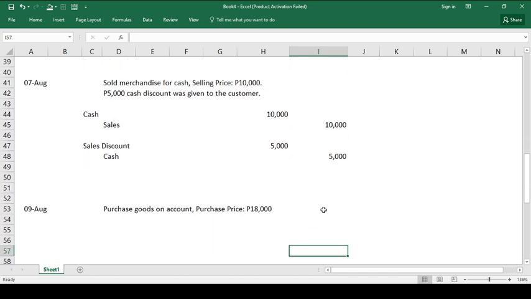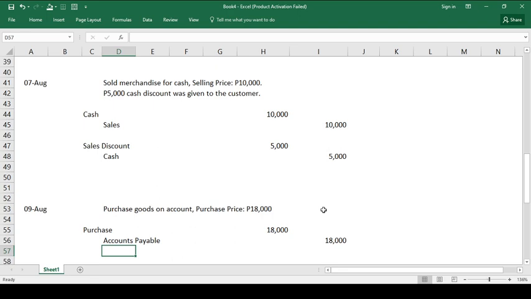Next, another purchase transaction, a purchase transaction on account. Pareho lang po ng kanina, we debit purchases because we are the buyer of the merchandise. So we debit purchases at its purchase price of 18,000 and then instead of cash account, we are going to use accounts payable because this is an on account purchase. So the credit would be accounts payable for 18,000 pesos. Ganun lang po kadali.